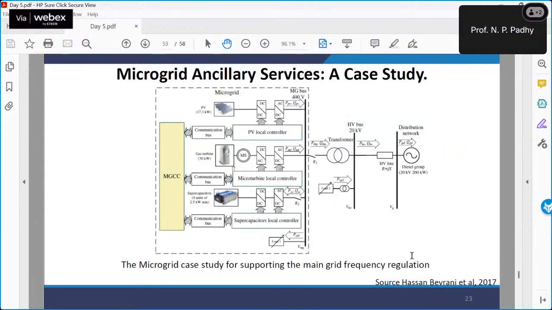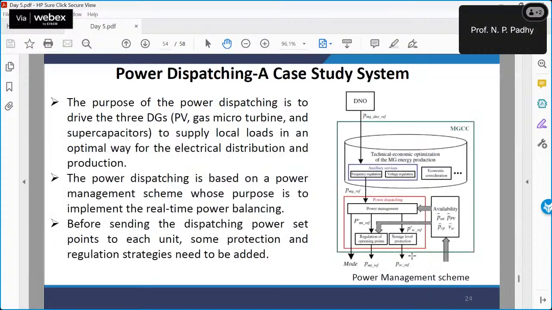All right, so this is microgrid and microgrid ancillary services. Another case study, a microgrid case supporting the main grid frequency regulation and power dispatching, a case study system. So now we'll talk a little bit about power dispatching, which is power management.